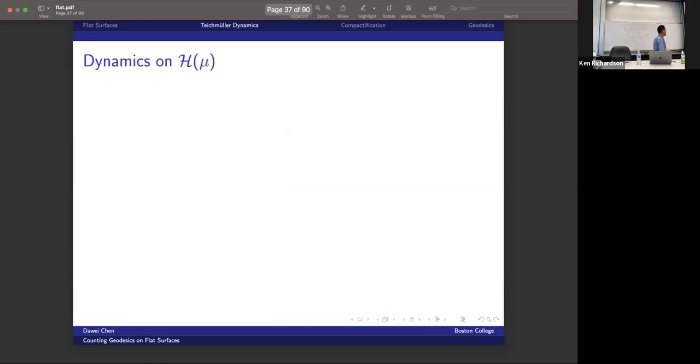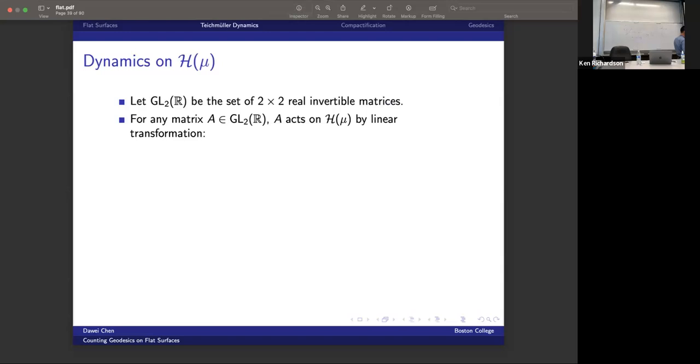So let me talk a little bit about dynamical action. There's a special action called GL2R. Well, GL2R is not special, it's just the general linear group given by 2x2 real nonsingular matrices. But the action of GL2R on this space H mu is rather special and simple. You take a 2x2 matrix A, and I want A to act on this H mu by linear transformation.